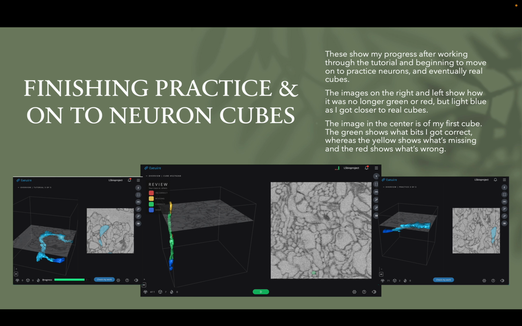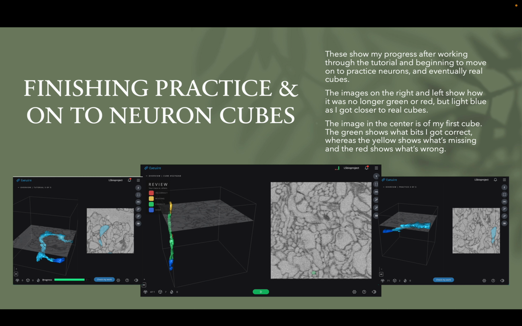Finishing the practice and moving on to the neuron cube. So these show my progress after working through the tutorial and beginning to move on to practice neurons and eventually to the real cubes. The image on the right and the left show it was no longer red and green, but a light blue as I got closer to the real cubes. So instead of it coming up as green when you got it right and red when you got it wrong, everything showed up blue. But as you can see in the left-hand picture, that progress bar is still there to help guide you.